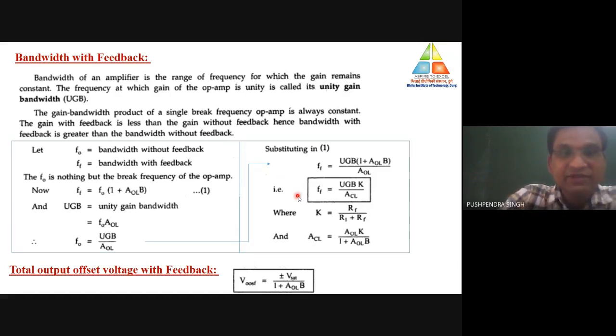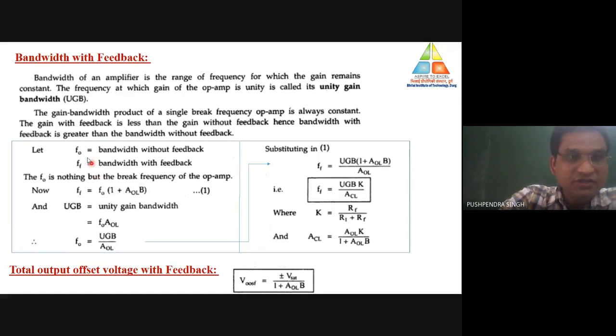In the closed loop configuration of the op-amp, generally we are discussing negative feedback, and in the case of negative feedback the value of gain is less. Therefore, the gain with feedback is less than the gain without feedback. Therefore, the bandwidth with feedback will be greater than the bandwidth without feedback. This is the basic fundamental relationship between bandwidth and gain.